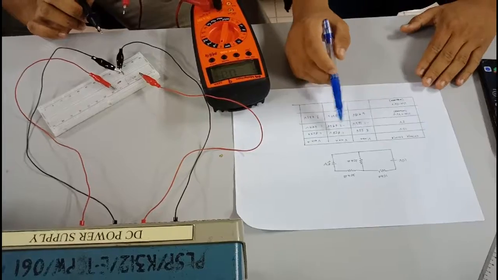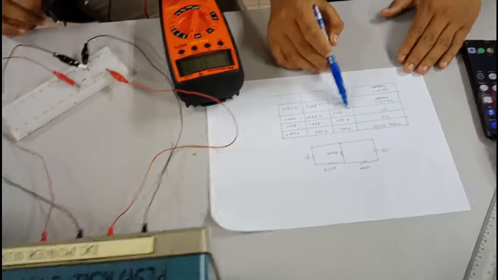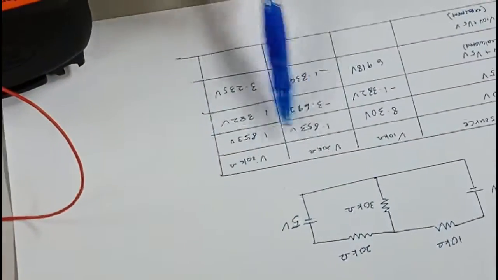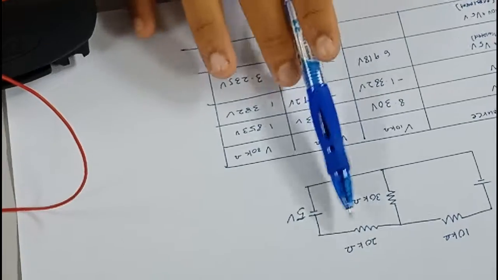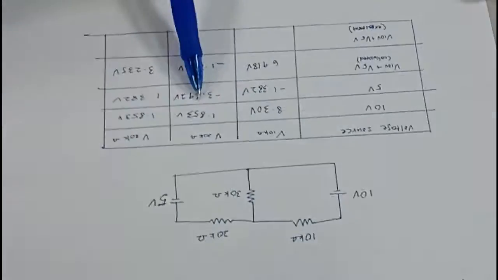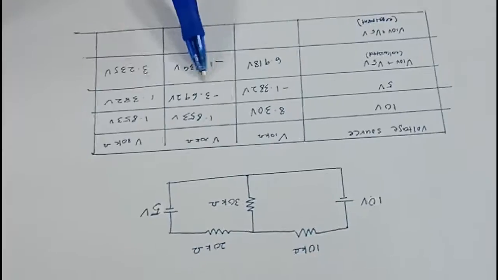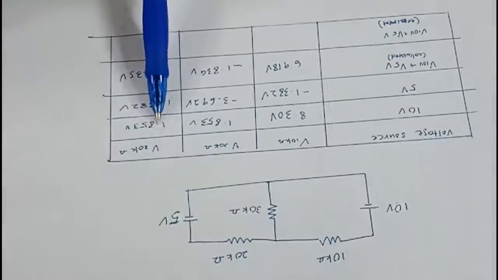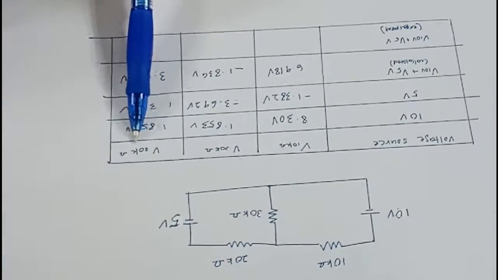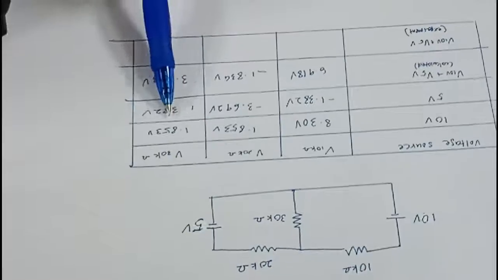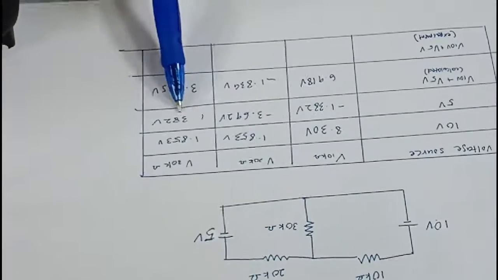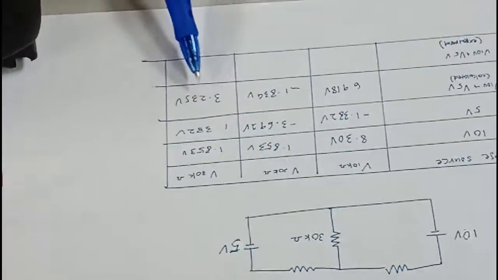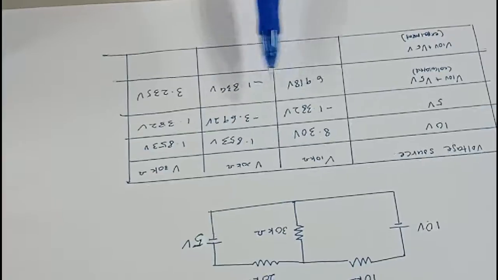After we short circuit the 10 volt and the 5 volt, we sum up the values. So 8.3 minus 1.382, we get 6.918 volt. For the voltage for resistor 20k ohm, 1.853 volt minus 3.692, we get negative 1.839 volt. Lastly, for the V30k ohm, we get 1.853 plus 1.382, we get 3.235. So this is how we calculate one by one.